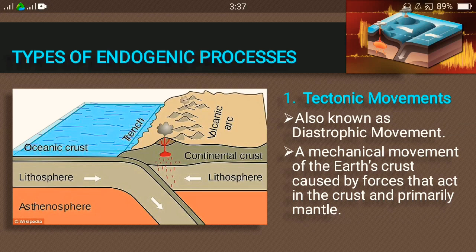Types of endogenic processes. We have tectonic movements, also known as diastrophic movement, and also called tectonism. It is a large-scale deformation of Earth's crust by natural processes, which leads to the formation of continents and ocean basins, mountain systems, rift valleys, and other features by mechanisms such as lithospheric plate movement.